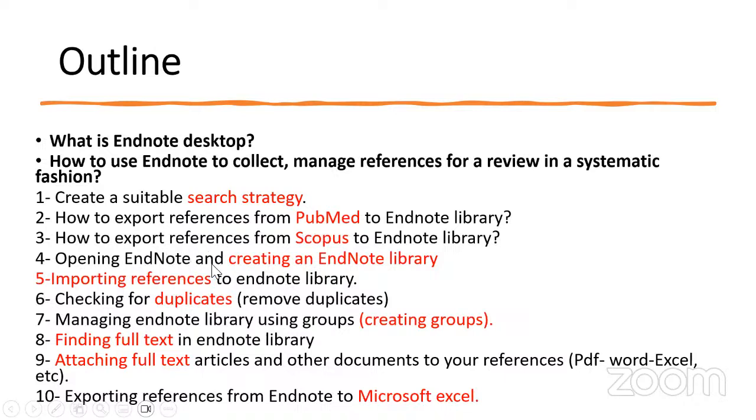Then I'll show you how to open EndNote and create an EndNote library. After that, we will import these references from databases into EndNote, and we will check for duplicates and remove them. Also, we will organize the EndNote library by creating groups. I'm also going to share with you how to find full text or attach full text, and finally, how to export references from EndNote to Microsoft Excel. I believe these tips are really useful if you are at a stage where you are writing a systematic review or scoping review.